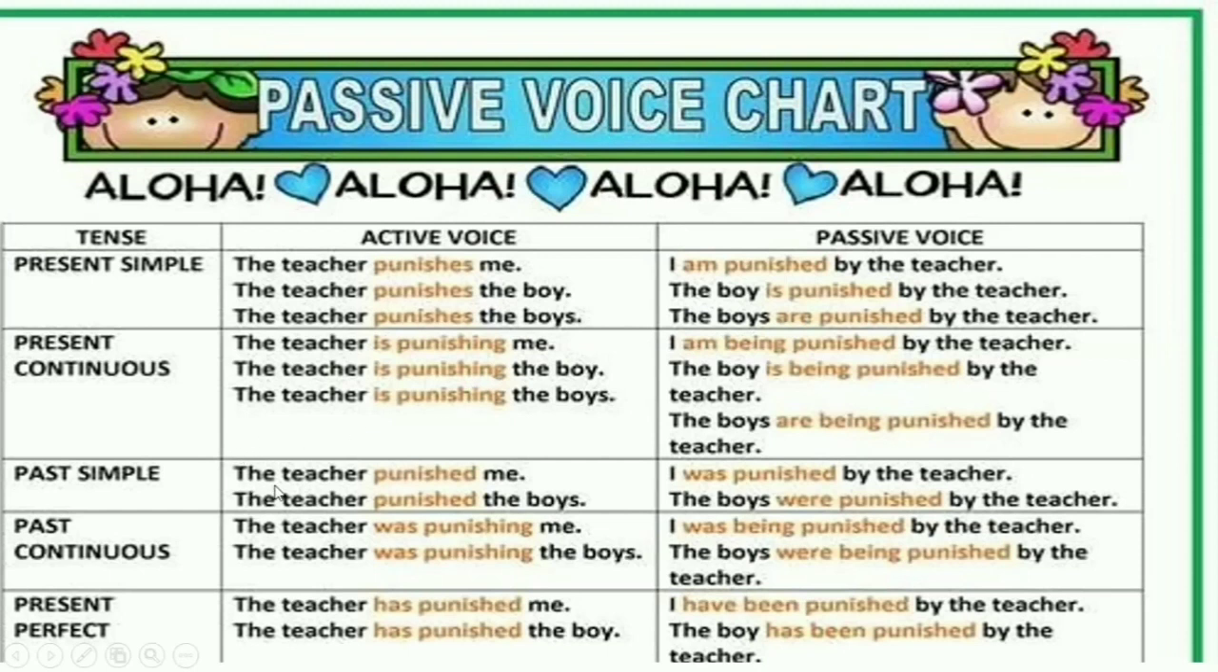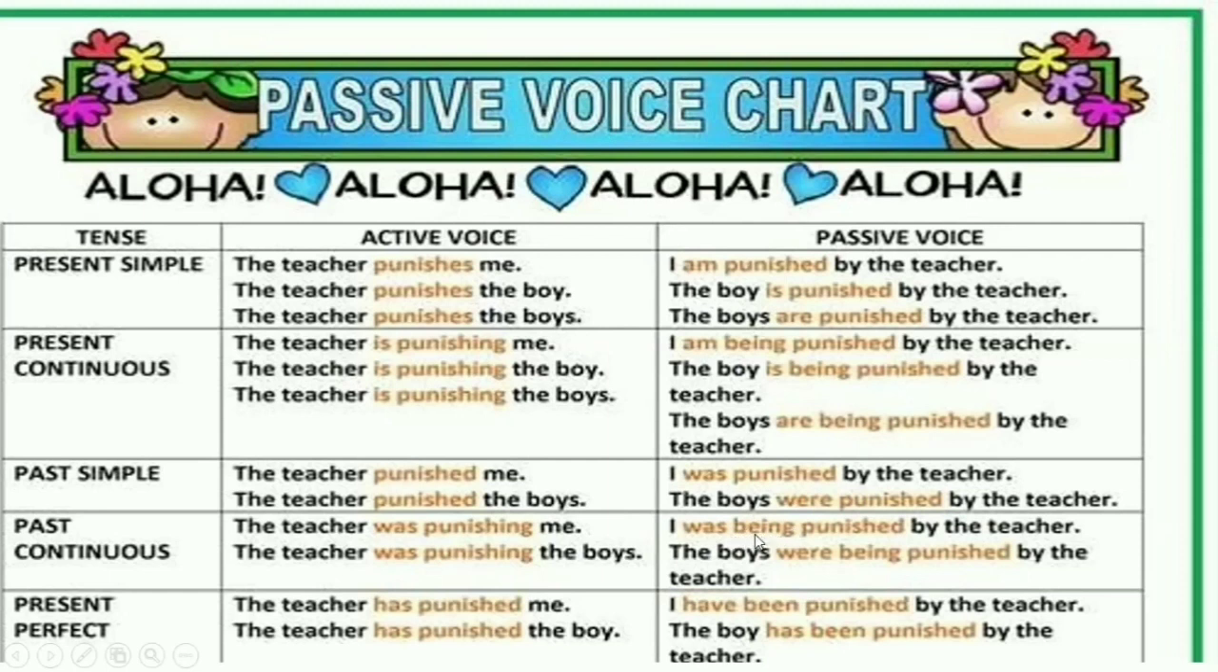What about past simple? The teacher punished me. Then I need to use the be form of the past simple. I was punished by the teacher. The boys were, boys, because be careful, were punished by the teacher. Continuous form is the same as present continuous. I was being. Being is always the same in the future, in the past, in the present.